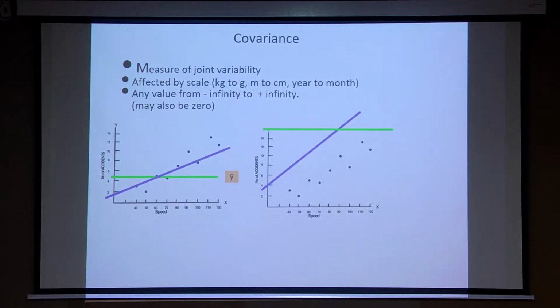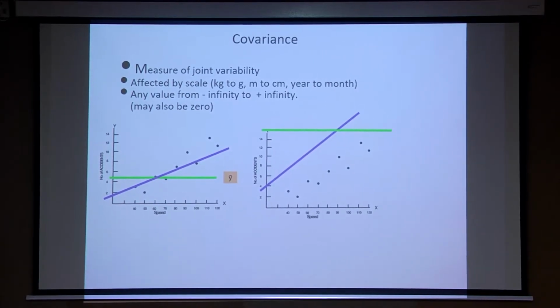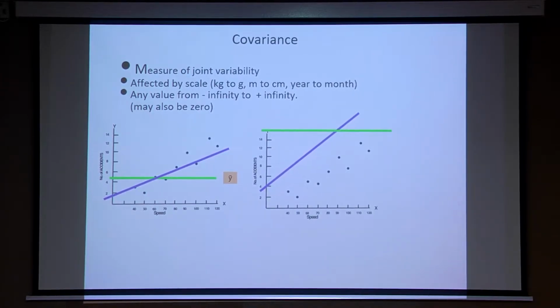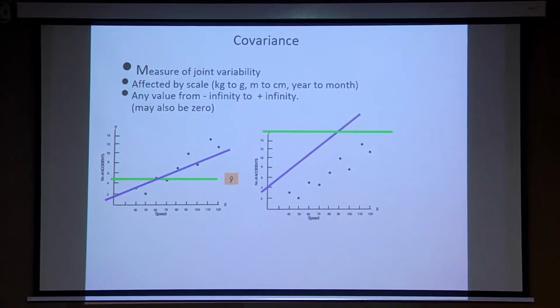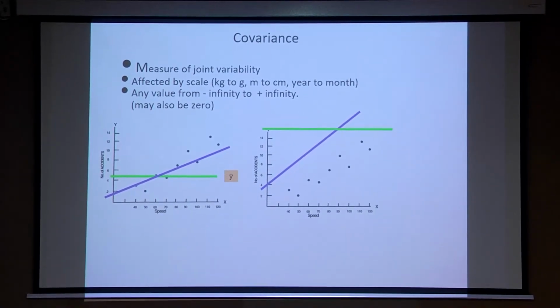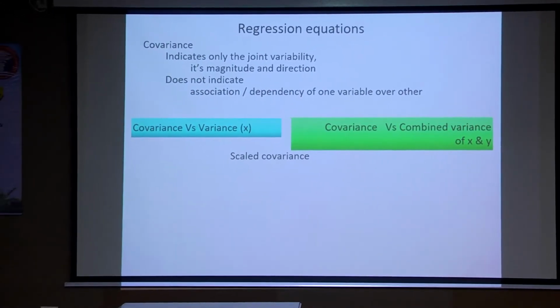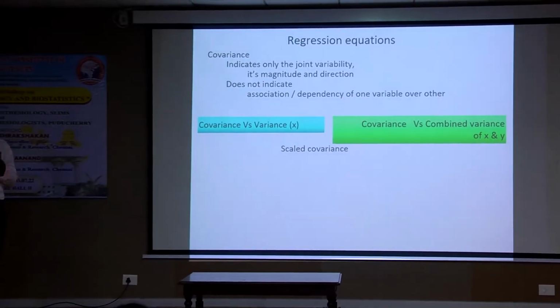Because it is not scaled, we are not able to get a good description. Somebody may say covariance is 100 based on millimeter. Somebody will say it is 1.2 based on centimeter. So it doesn't carry any meaning. So what should we do? We should scale down the covariance based on some factors.